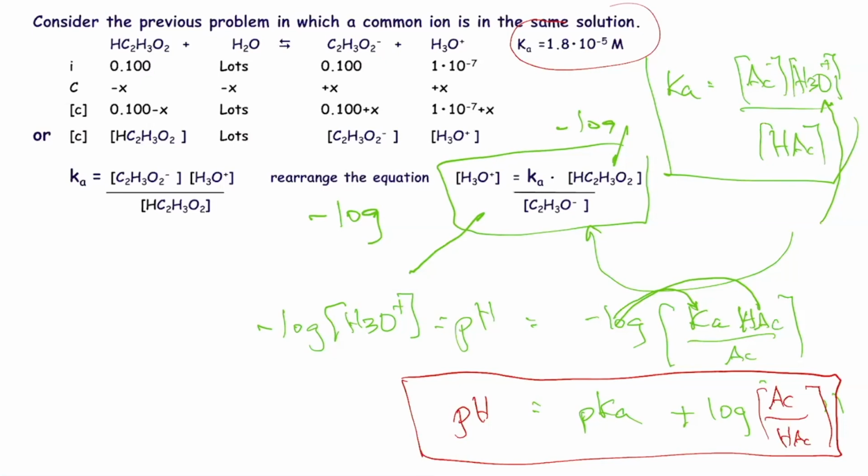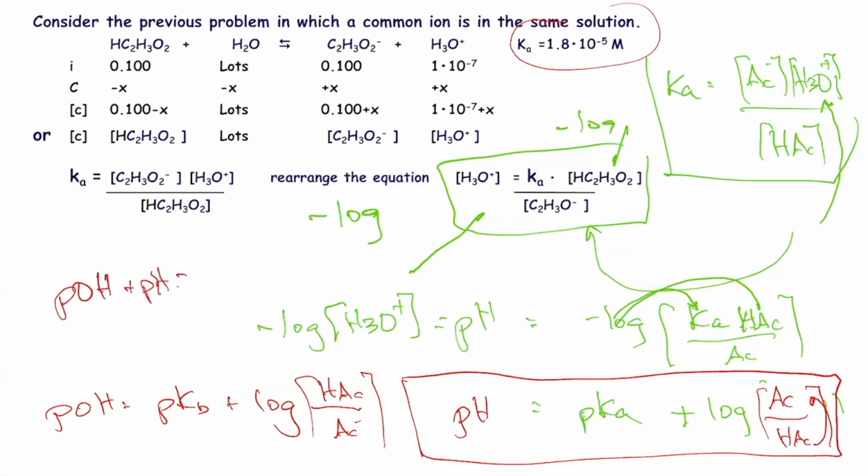We can also do the same thing if we have a base. If we have a base like NH3 in water, and we have a common ion with NH4+, so we could add NH4+ through ammonium chloride, then the Henderson-Hasselbalch equation for that would be pOH equals pKb plus the log, and now these two terms are switched. It'll be the acid on top and the base on the bottom. Everything's just switched because we're now calculating pOH. And of course, you know how to calculate the pH from that, because pOH plus pH equals pKw.